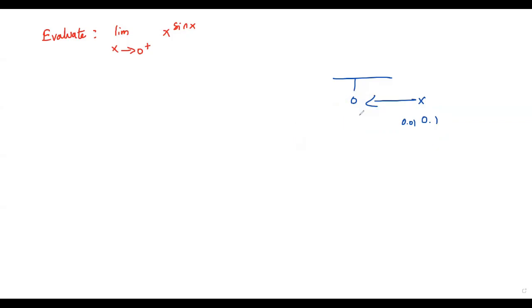Okay, to evaluate the given limit, I'm going to do direct substitution. That is, I directly substitute the value 0 for x into this given function. When I do so, what will I get? I plug in x equals 0 over here and here, and I get 0 to the power 0. What is it called? It is called an indeterminate form.